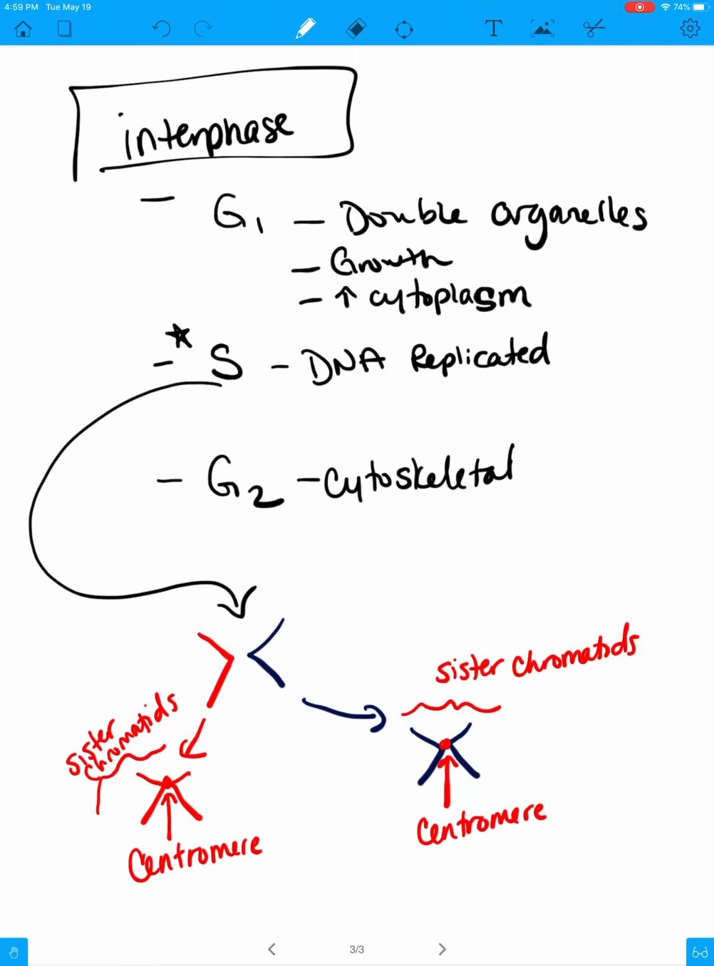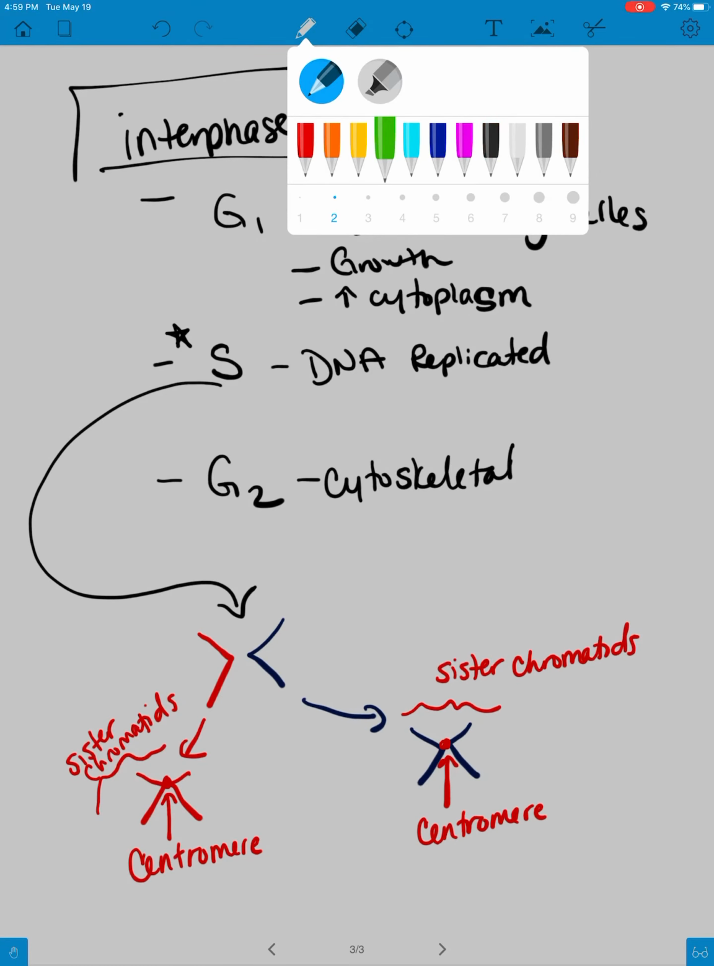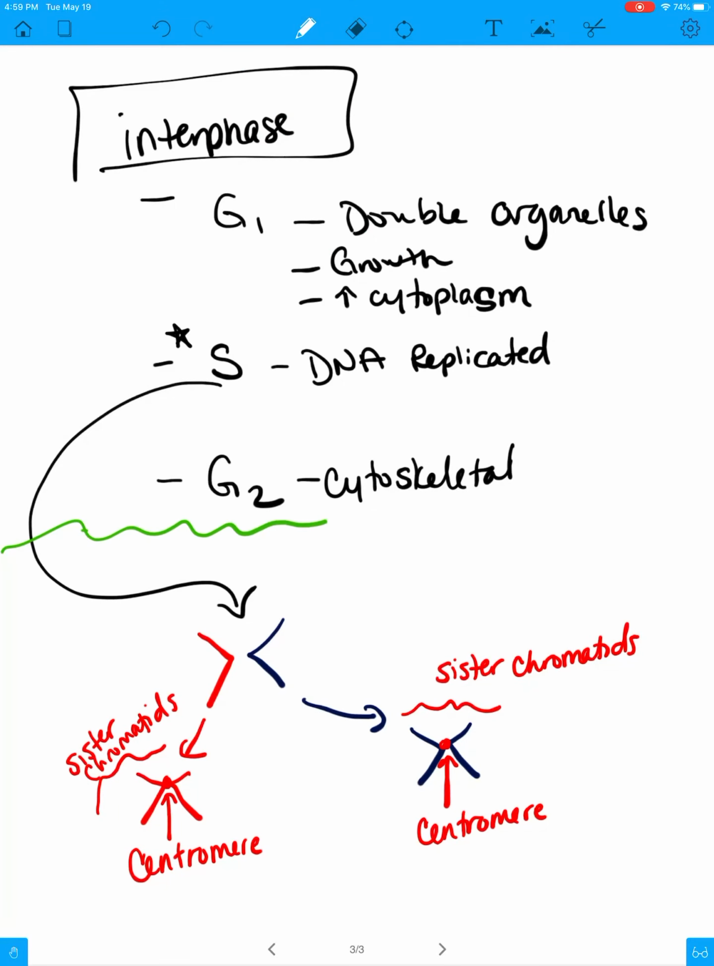Okay, so now that we're ready to go, there's an important component right after this G2 phase, and this is going to be called a checkpoint. With these checkpoints, this is probably your most important checkpoint after the G2 phase right there. And this checkpoint is going to basically say, hey, did we copy the DNA correctly? Are all the organelles there, are they all duplicated?